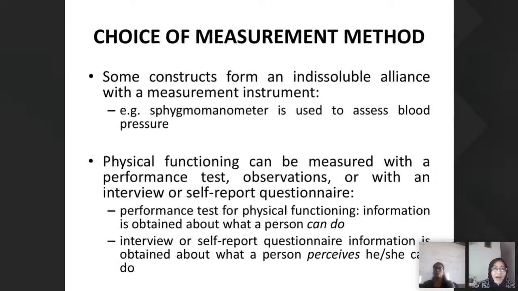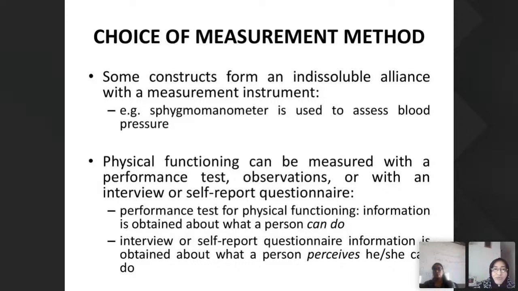Okay, for example, I give an example here. Let's look at some of the constructs and their alliance with a measurement instrument. For example, there will be an instrument to measure blood pressure, the sphygmomanometer. So it's clearly stated that this sphygmomanometer will be used to measure blood pressure, and then the readings may relate to the questionnaire related to hypertension.